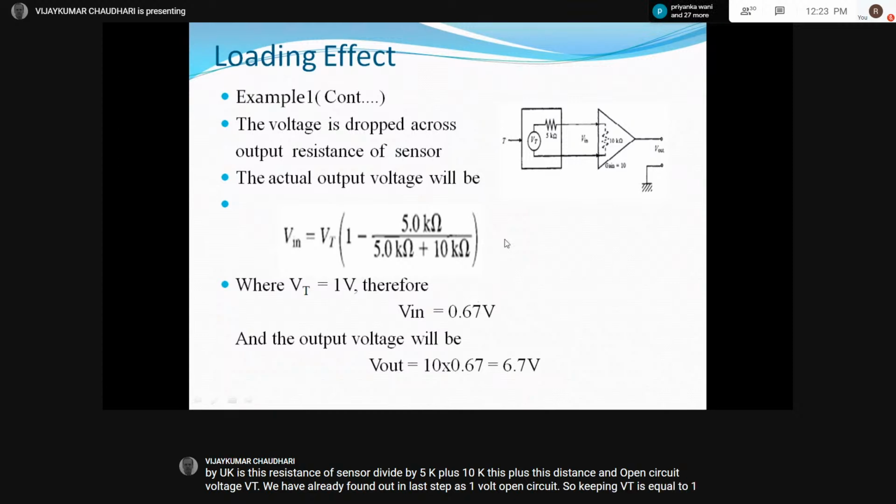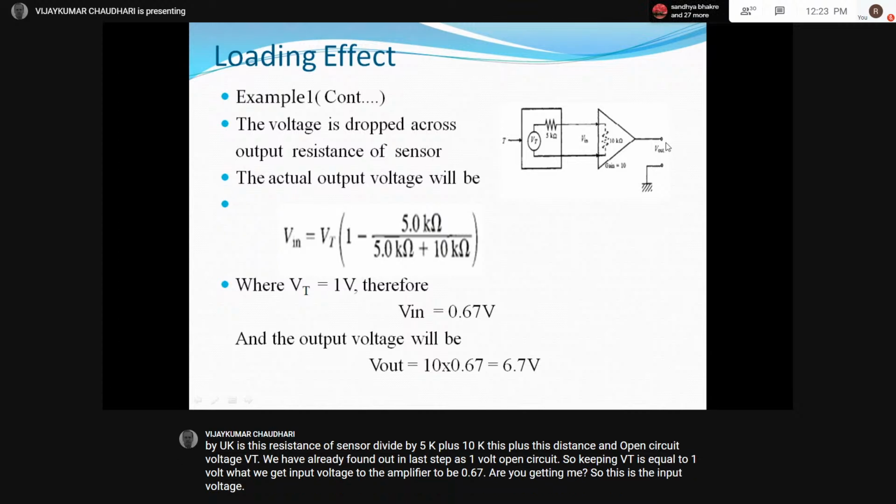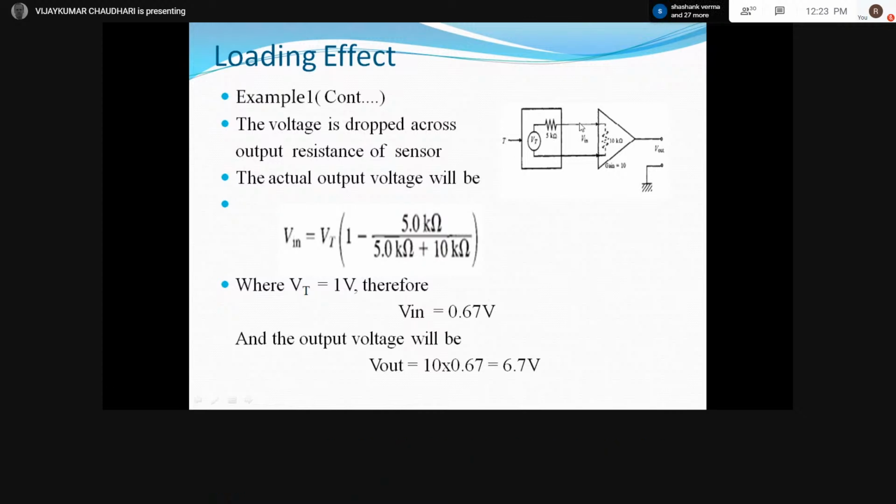In ideal condition, without any loading effect, if this is 50 degrees Celsius, here it should be 1, and here it should be 1 into 10, that is 10 volt we should get in ideal condition without any loading effect. But since the sensor has an output resistance of 5K and the amplifier has an input resistance of 10K, these combinedly form a circuit and drop the voltage from 10 volt ideally to 6.7 volts practically. So this is the loading effect. Are you getting me? Okay.